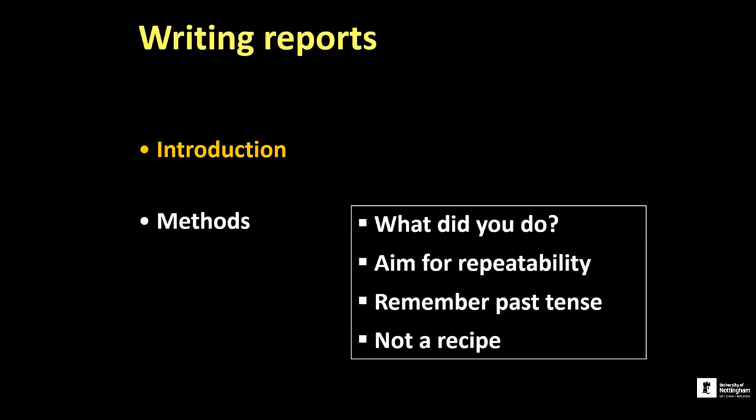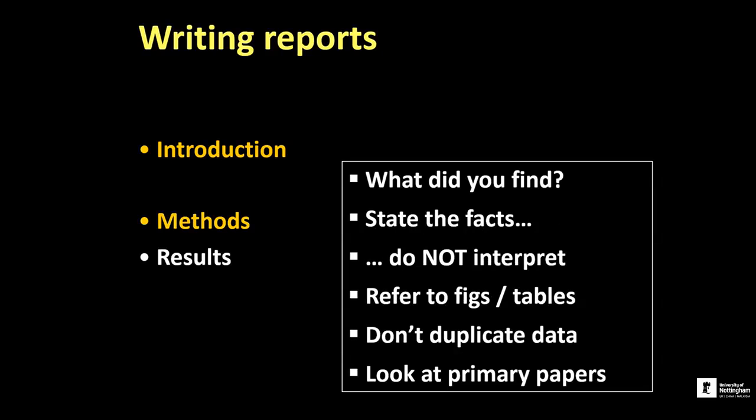You say, a Petri dish was filled with agar and the following bacteria were streaked onto it, or whatever. You're talking in the past tense, and in prose, so write in continuous prose. Don't write a bullet point list of methods, write normal English text. So that's the methods, which should be straightforward enough.